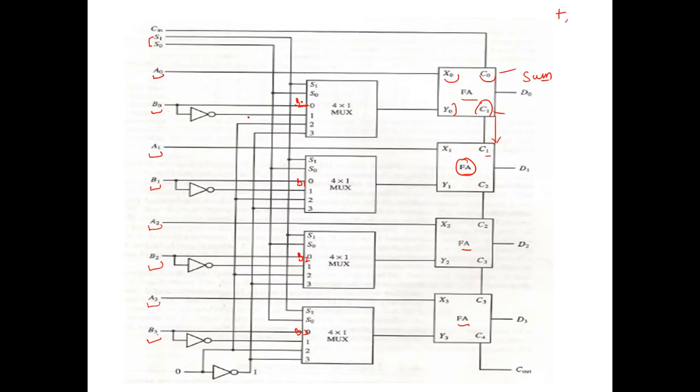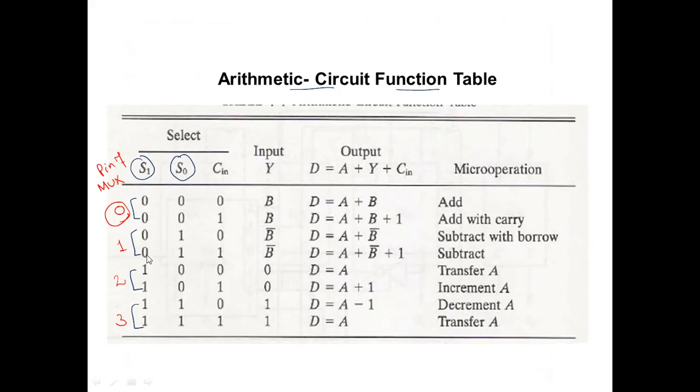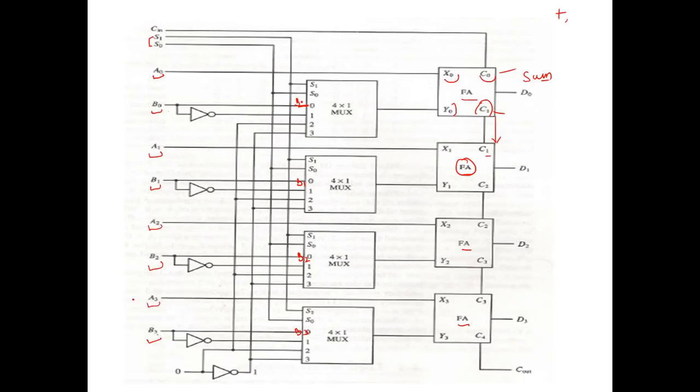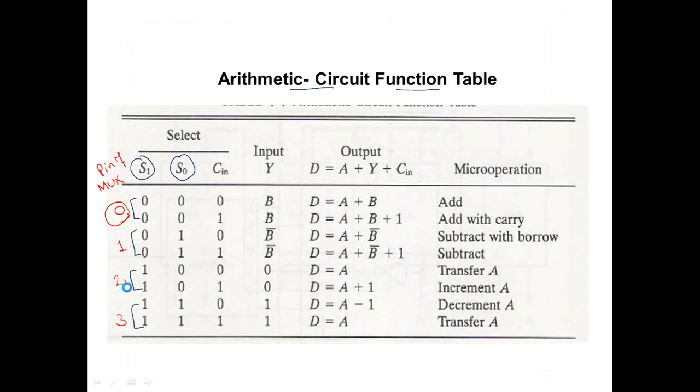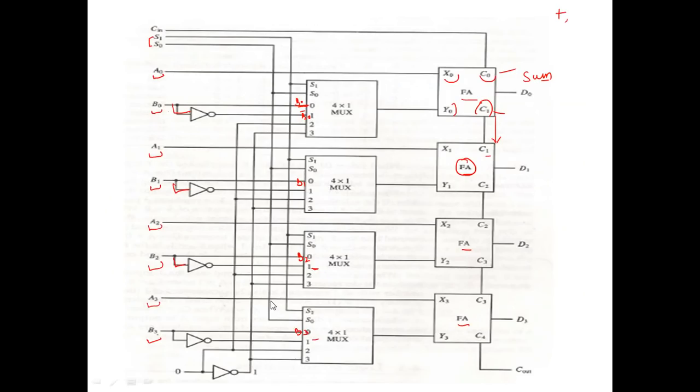Similarly for the next. For the first pin, I will be selecting the complemented value. So it will be B0's complement. That's why we are inverting it here. That will come here at this first pin. Similarly, what are we expecting at the second pin? At the second pin, we are expecting the 0 value, and at the third pin, we are expecting 1.